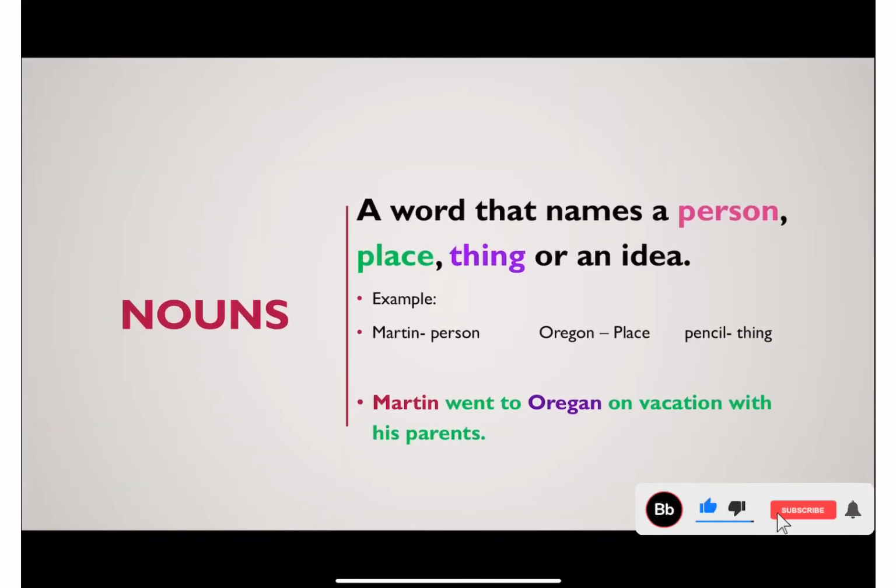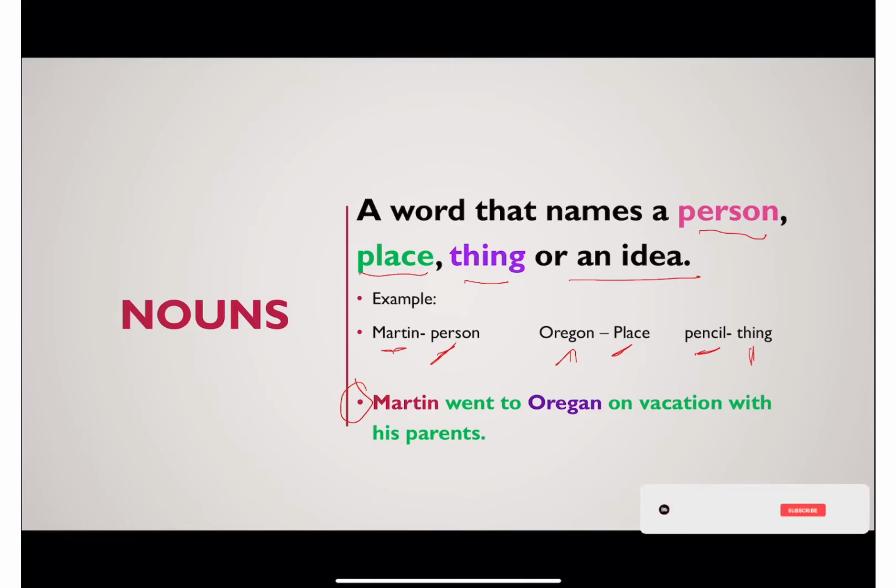Nouns. A noun is a word that names a person, a place, thing, or an idea. For example, Martin is the name of a person. Oregon is the name of a place. Pencil is a thing. A sentence with this will look something like, Martin went to Oregon on vacation with his parents. This is a noun. It named a person. It named a place.